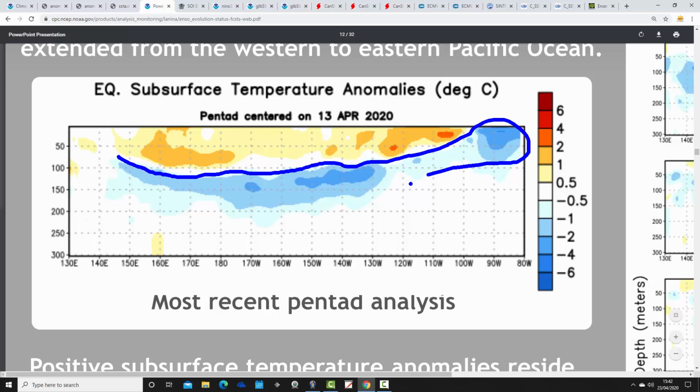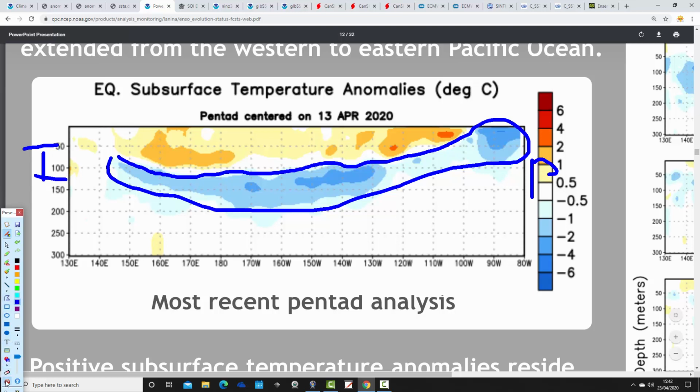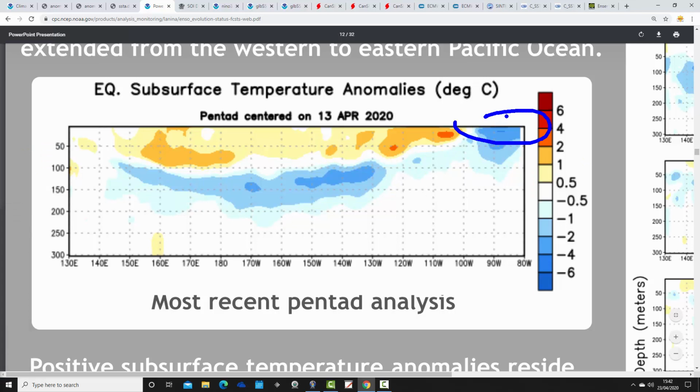These colder than average subsurface temperature anomalies are more or less now stretching from the far western side of the equatorial Pacific Ocean, the Indonesian side, right over to the Peruvian side. And on the Peruvian side, they have actually broken, or just about anyway, more or less reached the surface now. So that's going to be quite interesting to see what happens there.